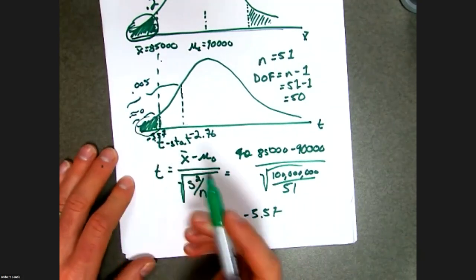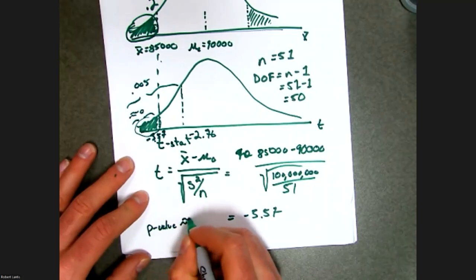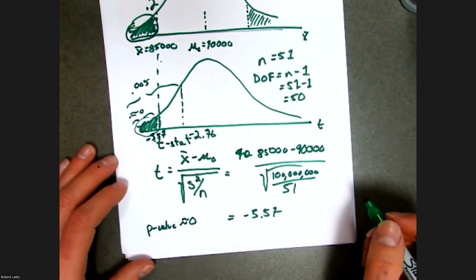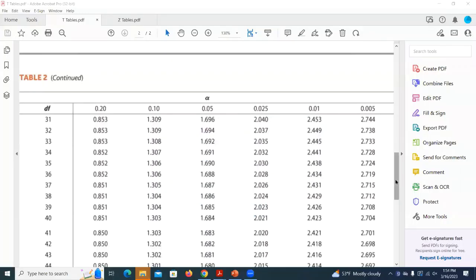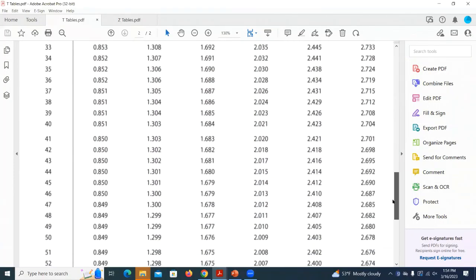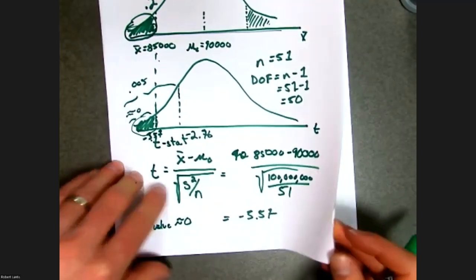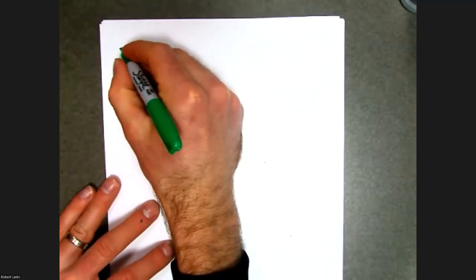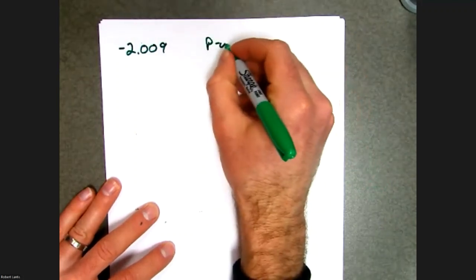Well, if this area is pretty close to zero, when I multiply it by two, I'd still end up with a p-value that's pretty close or approximately zero. So on the exam, what I would be more likely to do is give you an example that worked out nicely. Let me make sure I get the right value. Okay, so on the exam, I might say, look, assume that the test statistic is negative 2.009. What's my p-value?